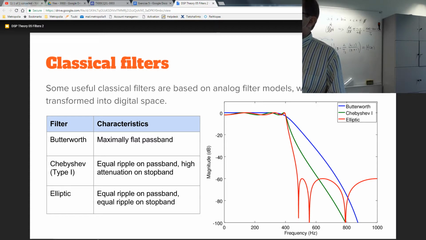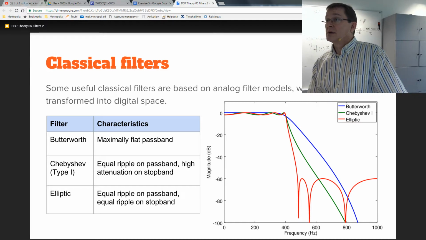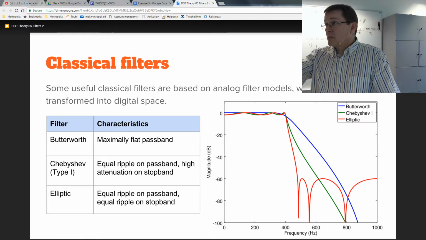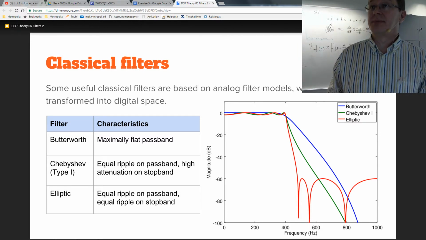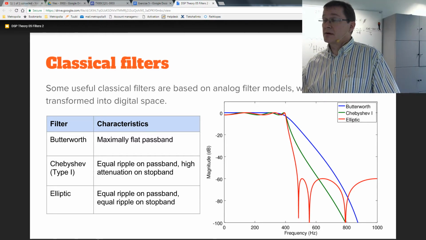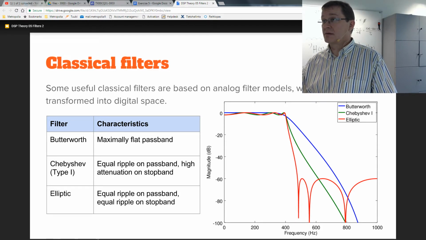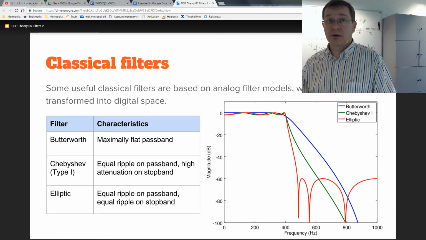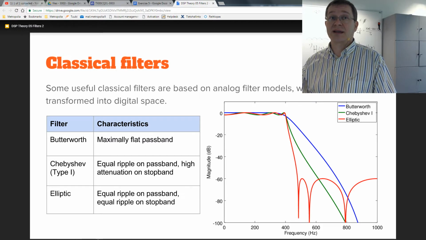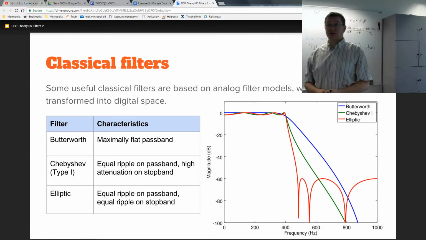Then the second one, the blue line there, is the Butterworth filter, and that's what happens when you do the bilinear transformation to the analog filter. Okay. Chebyshev type 1 actually means that it has equal ripple on the passband and high attenuation of the stopband. There's also Chebyshev type 2, but those are not practical on analog filters, so basically there's no use transforming those to the digital domain either.